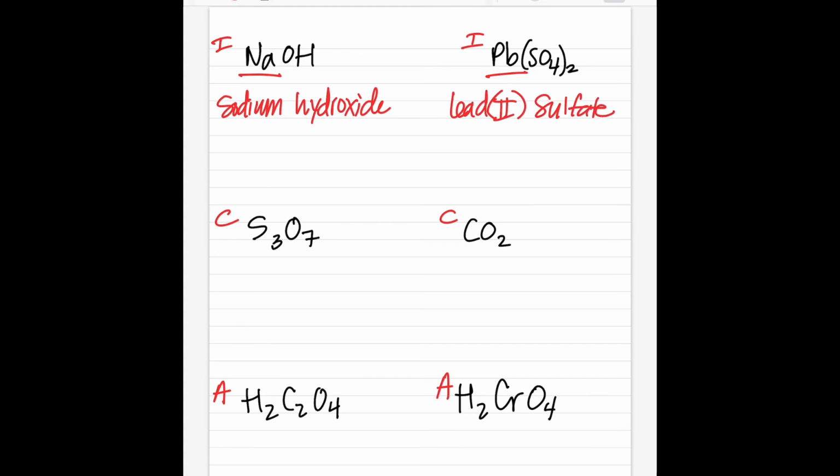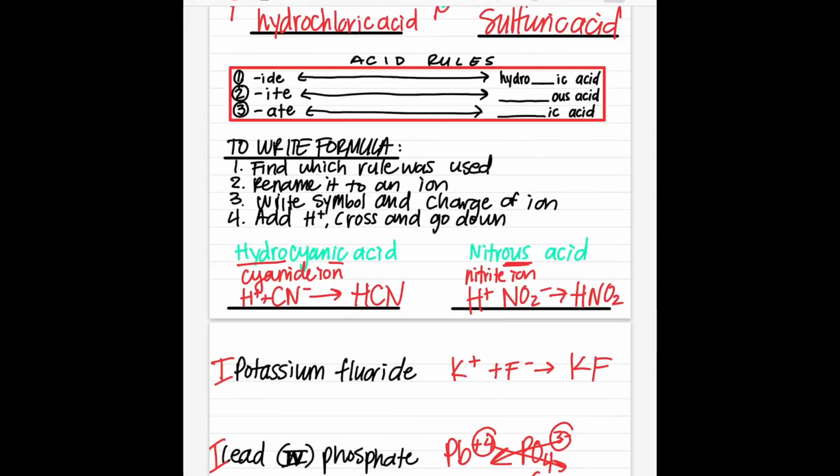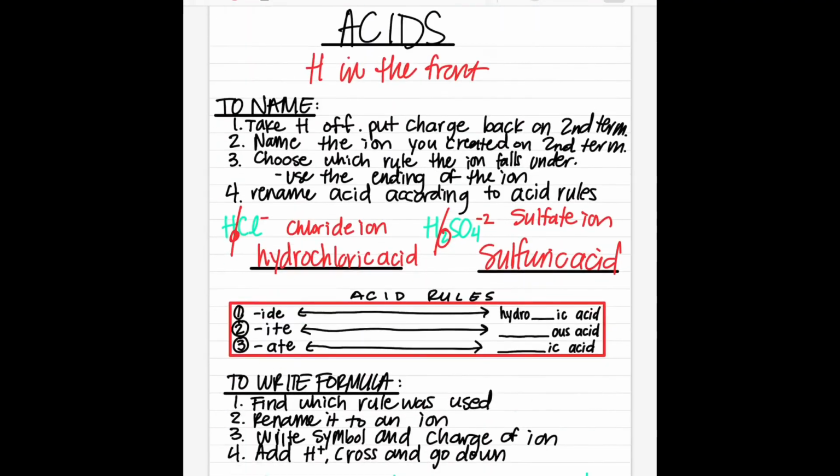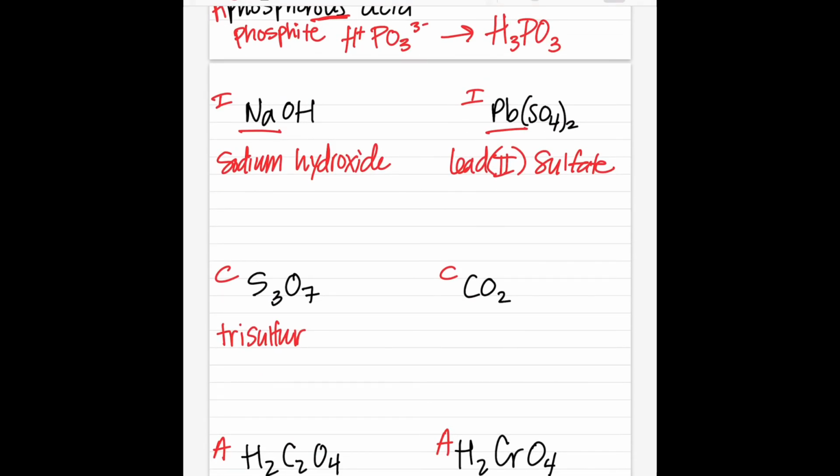The next one, these are covalent, so that means I'm using prefixes. So trisulfur. Remember, the first name keeps its real name. And then 7, oh, what's 7? Hepta, I think. Hepta, okay. Heptoxide. Okay, anyway, the next one, carbon dioxide. Carbon, there's no number here. You'd only use mono with oxygen. So that's just carbon dioxide.